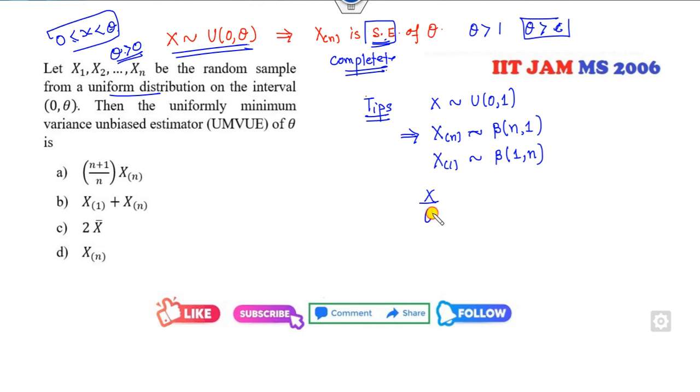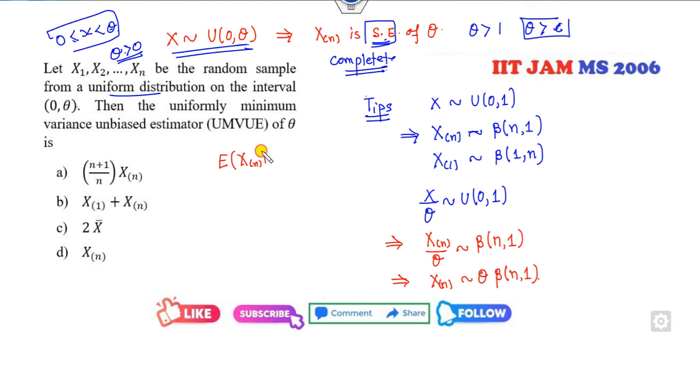So I can write X over theta will follow uniform distribution of (0, 1). So what does it mean? X(n) over theta will follow my beta distribution of (n, 1). So X(n) will follow theta times beta distribution of (n, 1). Then I can find the expected value of this. So what is that? Theta is outside. So what is the mean of the beta distribution? That is a over a plus b.